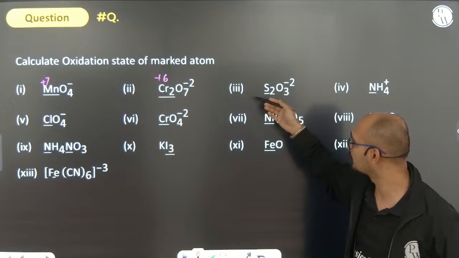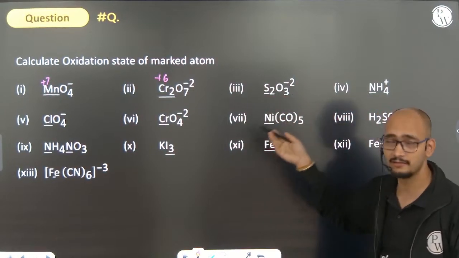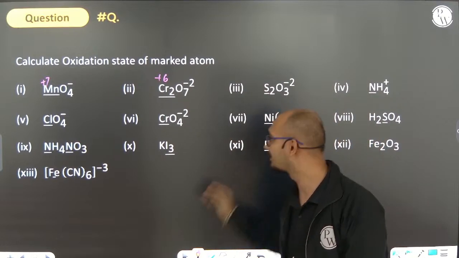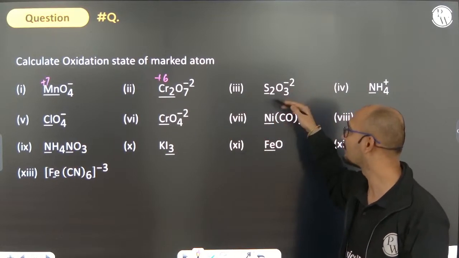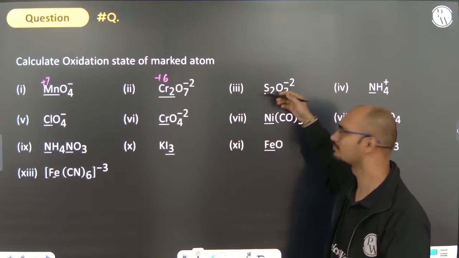S2O3 2 minus. What is there? Can you see that here? Oxygen is there. Oxygen, how many are there? 3. 3 into -2 is -6. But here it is how much? -2. Achha, -2 is there. I just want to solve it by the rule. Chalo, bas aise hi man kar raha hai.